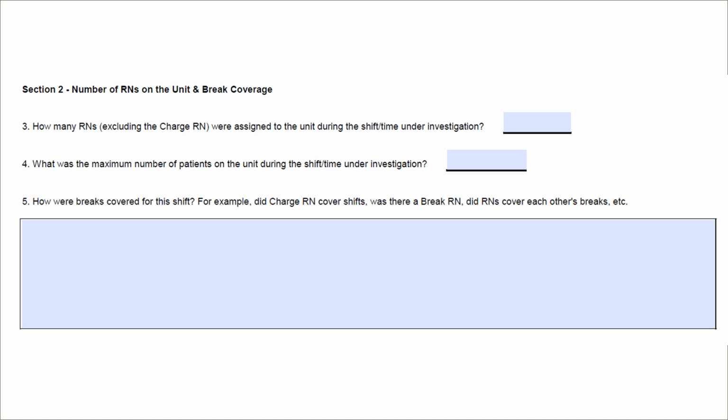Section 2 of the RN staffing tool asks about the number of RNs on the unit and how the unit provided meal and rest breaks, as seen in question 5. In question 5, the direct care unit representative and unit nurse manager should describe how breaks were covered during the shift, such as by a break RN, charge RN, or by another process.